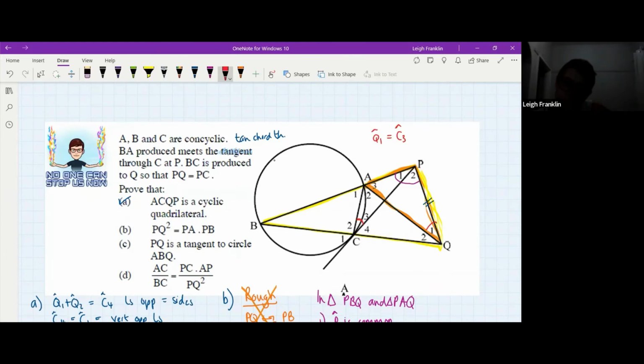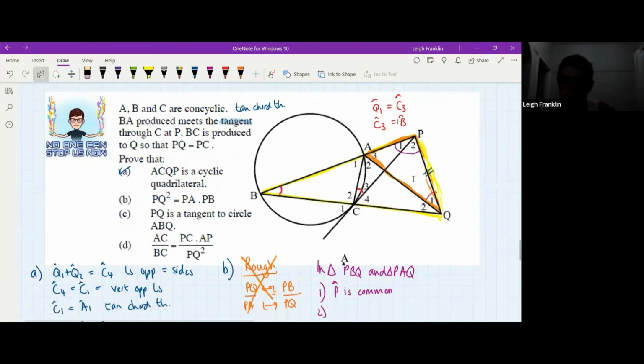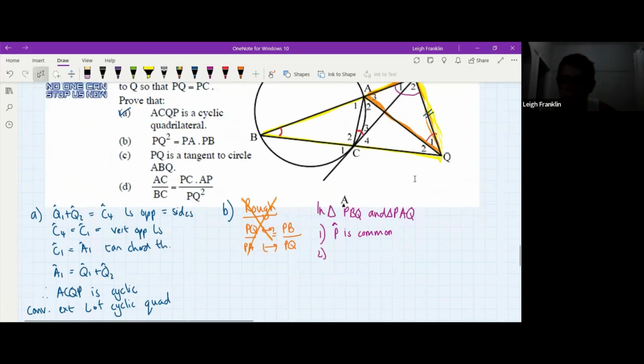C3 is equal to B, because of tan chord. So that means that angle Q1 and B are going to be equal to one another. Does that make sense to everybody? Yes, ma'am. Awesome.